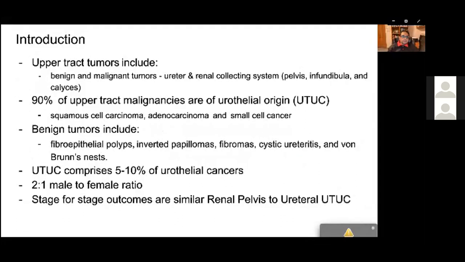And the ureter of the kidney. These comprise 90% of the upper tract malignancies, and they are all of urothelial origin. However, you can find variants, like squamous cell or small cell, in very small percentages. You also have benign tumors that you need to watch out for, such as fibroepithelial polyps, inverted papillomas, cystic ureteritis, and von Brunn's nests as well.